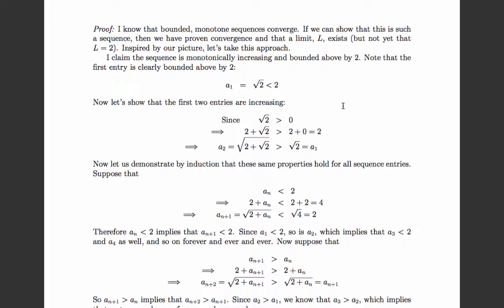Now, to be clear, that would not be sufficient to prove that L is 2. For that, we'd have to show explicitly that 2 satisfies the definition of a limit, or we could prove that 2 is the least upper bound of all upper bounds.